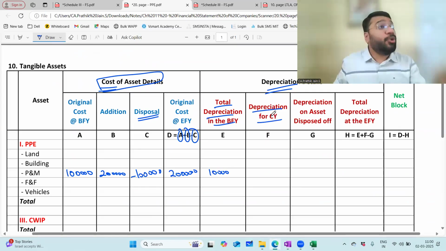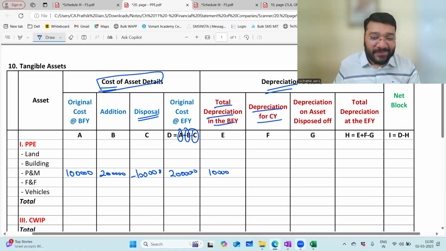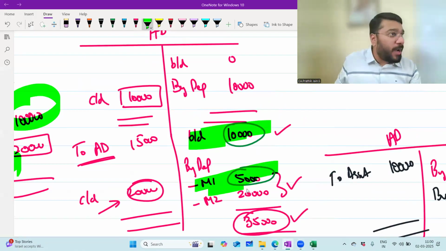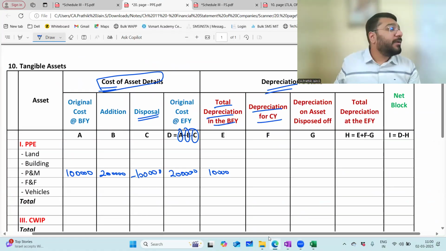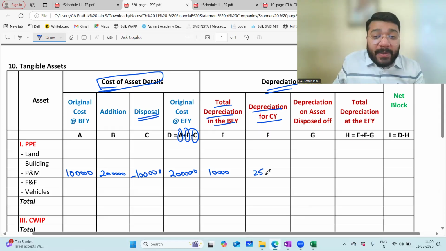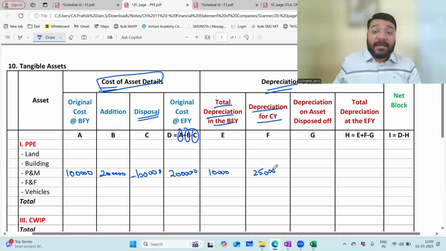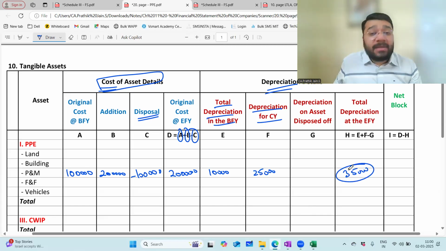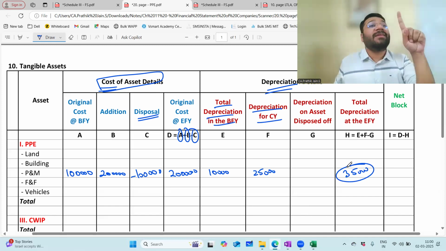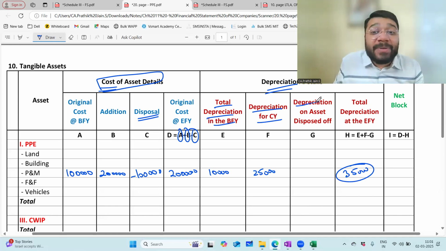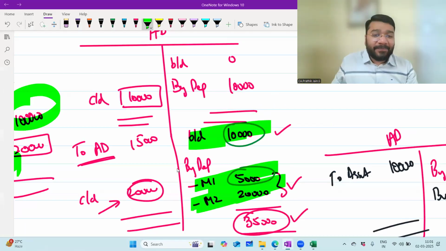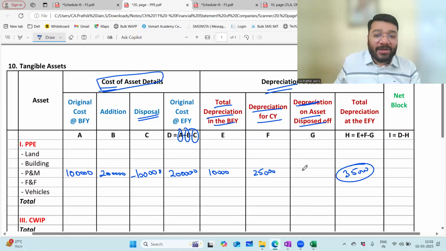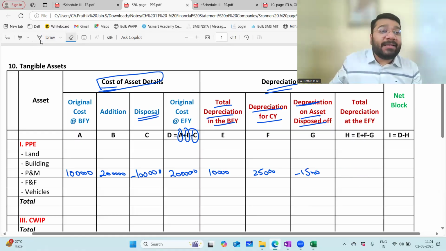What is the depreciation during the current year? Total depreciation during the current year: 25,000 rupees. This is 5,000 of machine 1 and 20,000 of machine 2. This total 25,000 rupees. So what is my total depreciation? 35,000 rupees. This can be the closing balance. But is machine 1 still there in the business? No. So I have to eliminate now the accumulated depreciation of the machine 1 that has been sold. That is my next column. Which depreciation? Accumulated depreciation of the asset that is disposed, which is nothing but this 15,000. So minus 15,000 if I do, what is my closing balance? 20,000 is my closing balance.